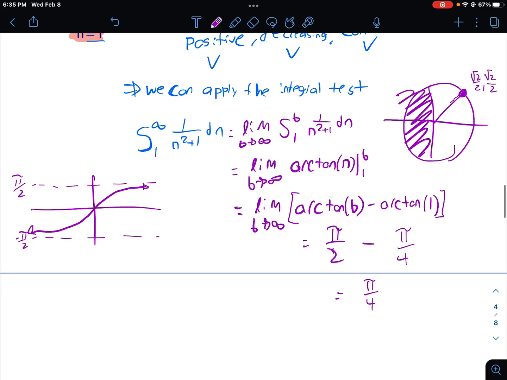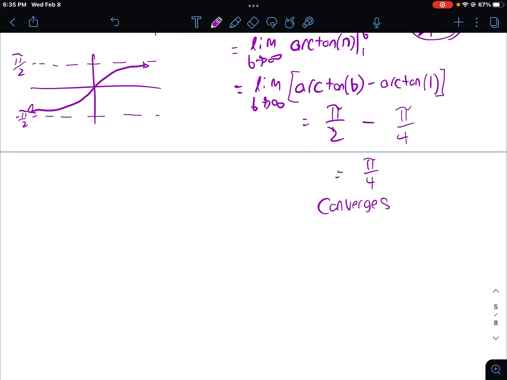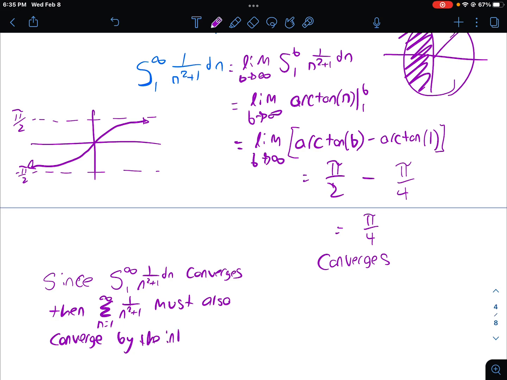Okay, so what this means is this converges. Okay, so we have to go through the same sort of thing where we explain that since one converges, then the other must also converge. So since the integral from 1 to infinity of 1 over n squared plus 1 dn converges, then the sum from n equals 1 to infinity of 1 over n squared plus 1 must also converge by the integral test.